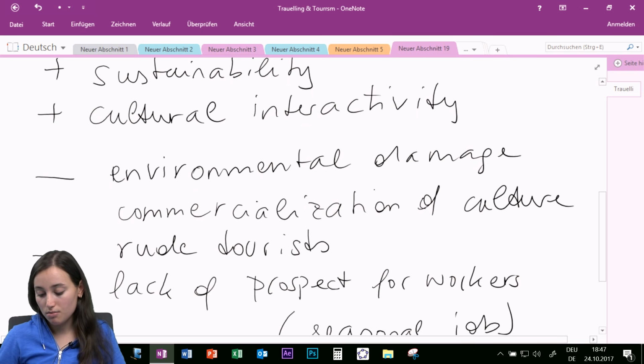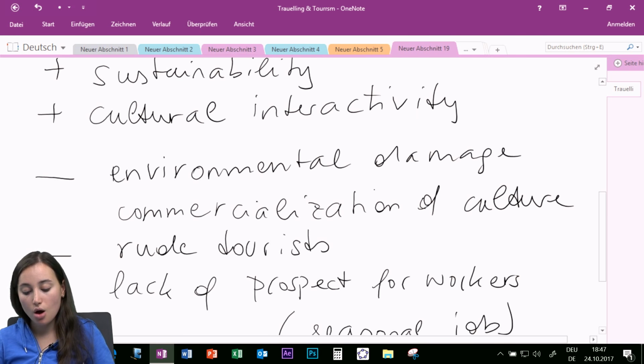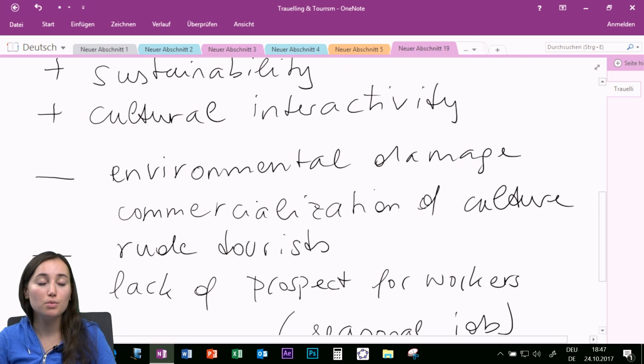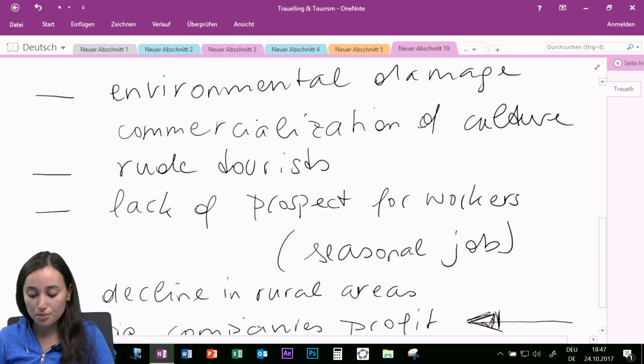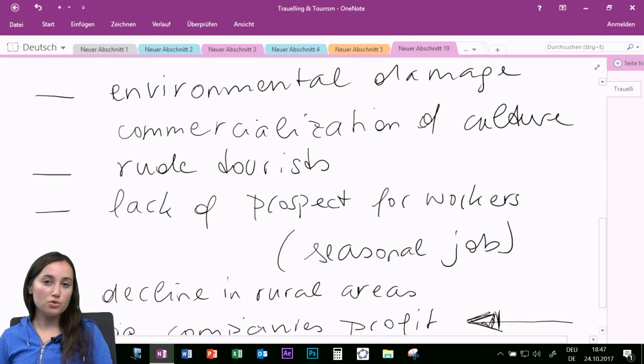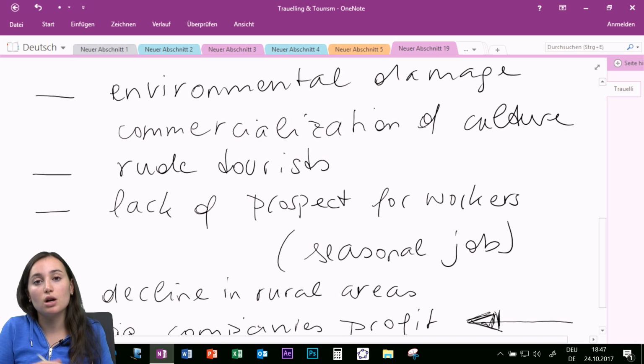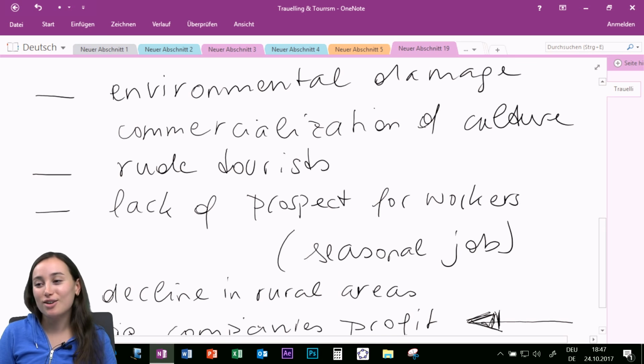What you could also say in connection with cultural interactivity, although people have the ability to interact with people from other cultures and other countries, people are also very often confronted with rude tourists, who are not aware of the etiquette of a specific area, how to behave, how to drink, or how to eat.